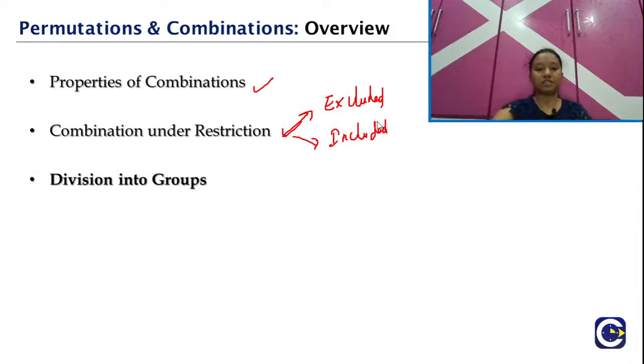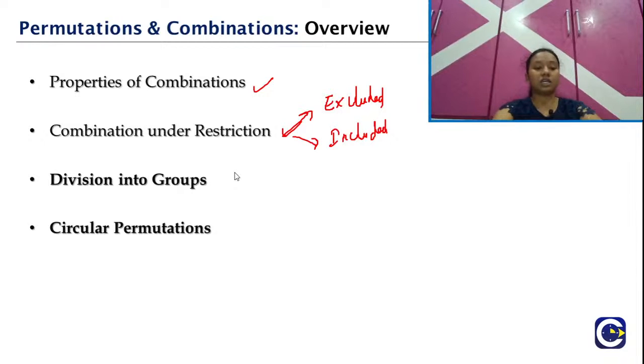We have even dealt with questions related to the inclusion concept as well as the exclusion concept of some p particular objects. Coming to today's session, we are going to discuss something different: division into groups. We'll discuss the corresponding formulas and conditions, and see questions related to this. Division into groups is a special topic when it comes to JEE.